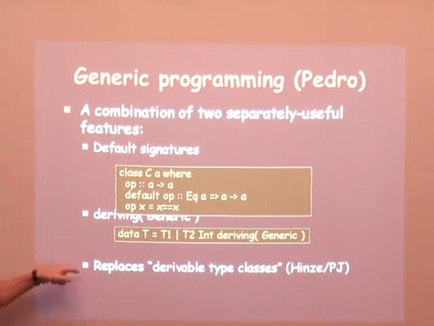That's in. And it kind of replaces this derivable type classes stuff that Ralf Hinze and I wrote about years ago. This is one of the first times we've actually removed something from GHC. Hooray!